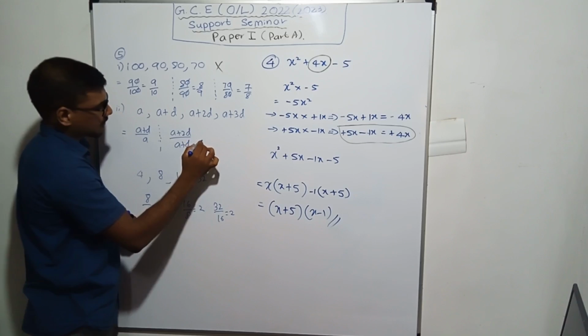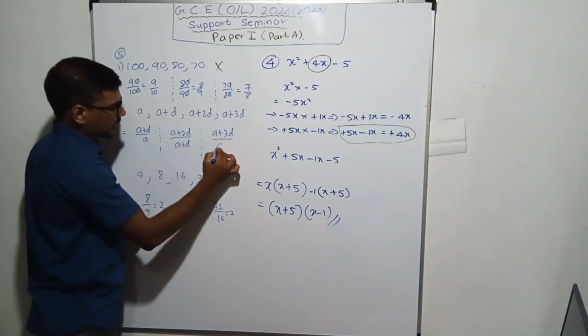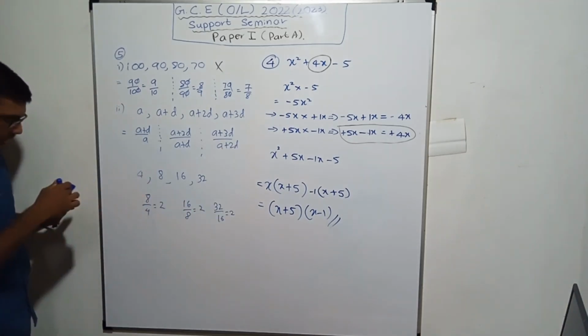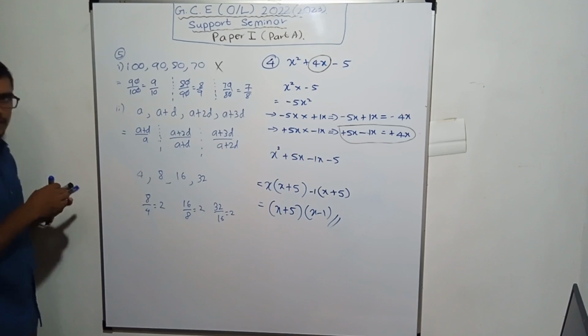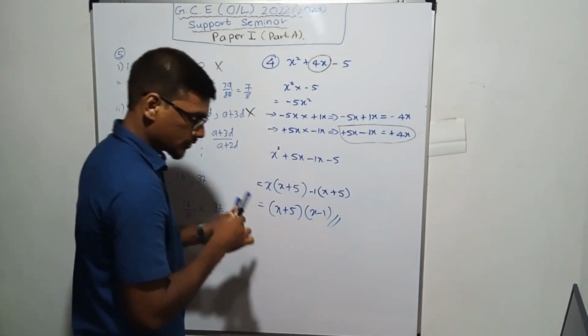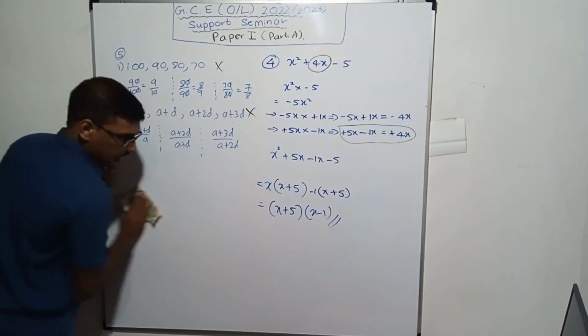So next term, A plus 3D divided by A plus 2D. There even we are not getting a common ratio. So it is also not in geometric progression. We'll move to the next one.